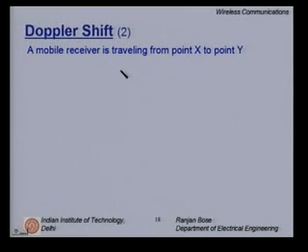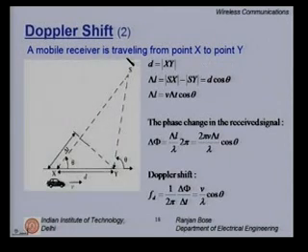So consider a mobile receiver which is traveling from point X to Y. So here I have drawn on this diagram point X, a mobile moving at velocity v from point X to Y, which is situated at a distance small d. So d is the distance between X and Y.